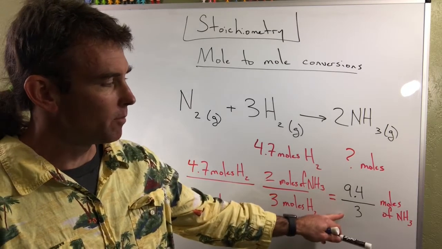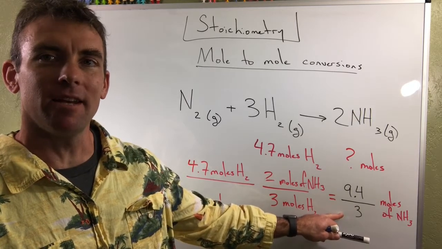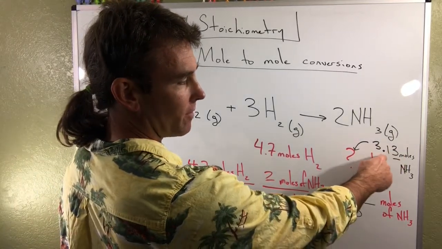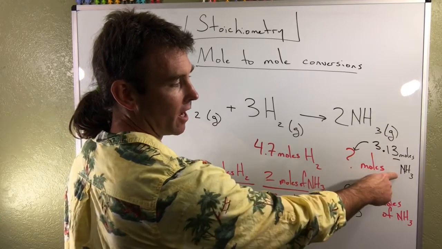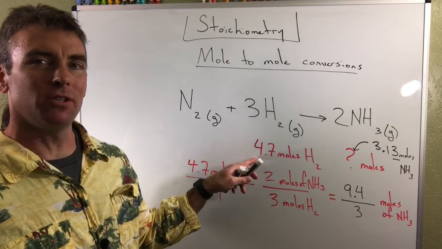So there, the 9.4 divided by 3 that I know that I need to do. So I'll plug that into my calculator. And now there's my final answer: 3.1 essentially, keeping track of sig figs, moles of NH3 can be made from 4.7 moles of H2.